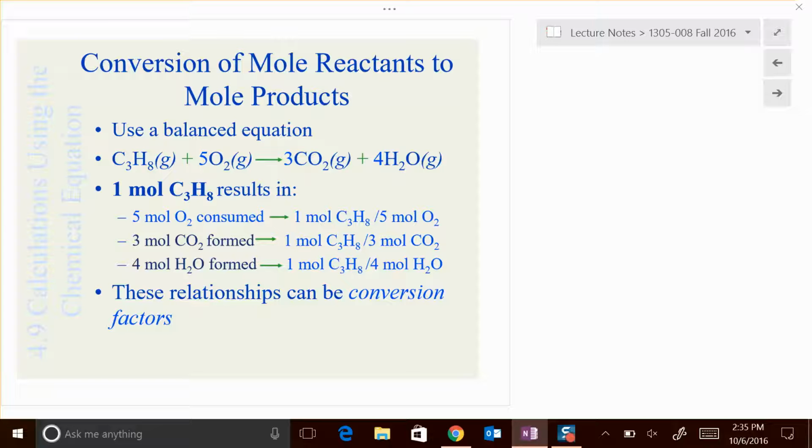Okay? So they can all come together. These are the conversion factors of the chemical equation. Okay? They help me convert from one thing to another thing, or from here to here, or from here to here. I can go any which way I want, as long as I know their molar relationships. Okay?